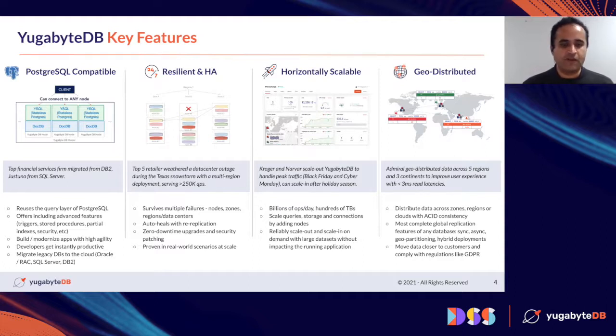So zone level failures, even region level failures, and still you have the database up and running. Horizontal scalability is the ability to scale the underlying database cluster by adding nodes without limits, right? So being able to scale out and scale back in when you need less demand. And then geo-distribution is being able to deploy a YugabyteDB cluster in flexible geo-distributed topologies using synchronous replication, asynchronous replication, and geo-partitioning, right? So these are some of the key attributes of a YugabyteDB database.